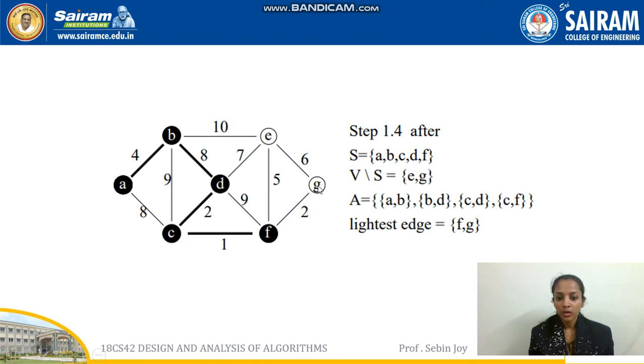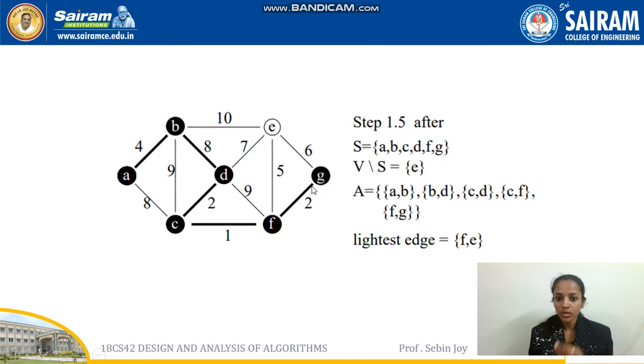So without any question, G is not added yet. So without any doubt, we will add FG to the list, and G will be the vertex which will be visited. So FG is the lightest edge, and we will visit G. So this is the process. So G is visited and FG is added. Now the only unvisited vertex is E.